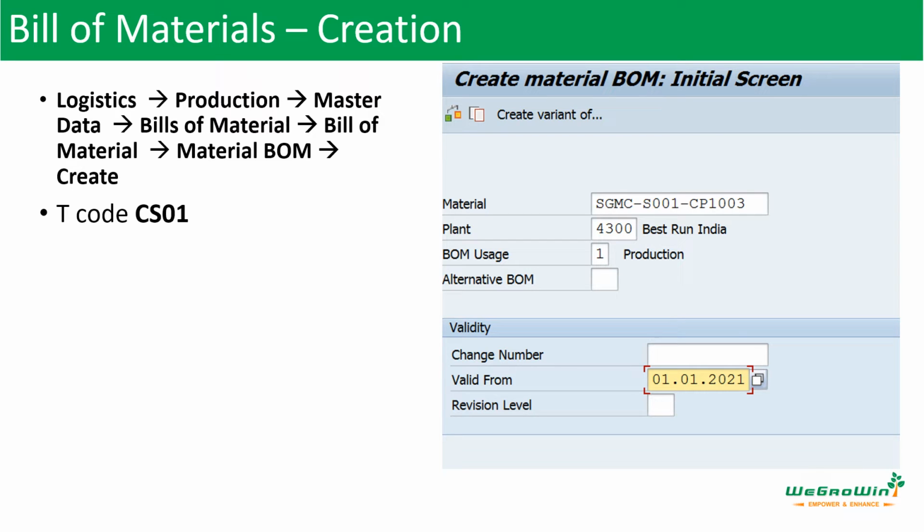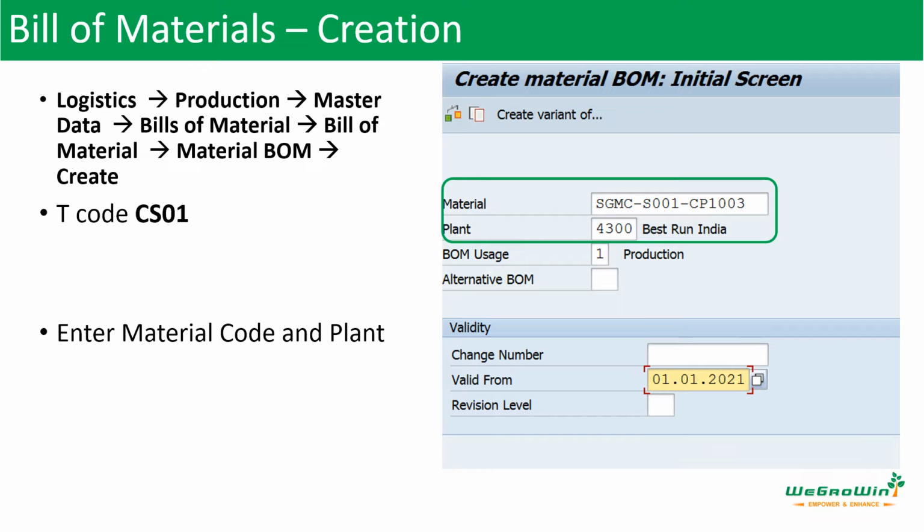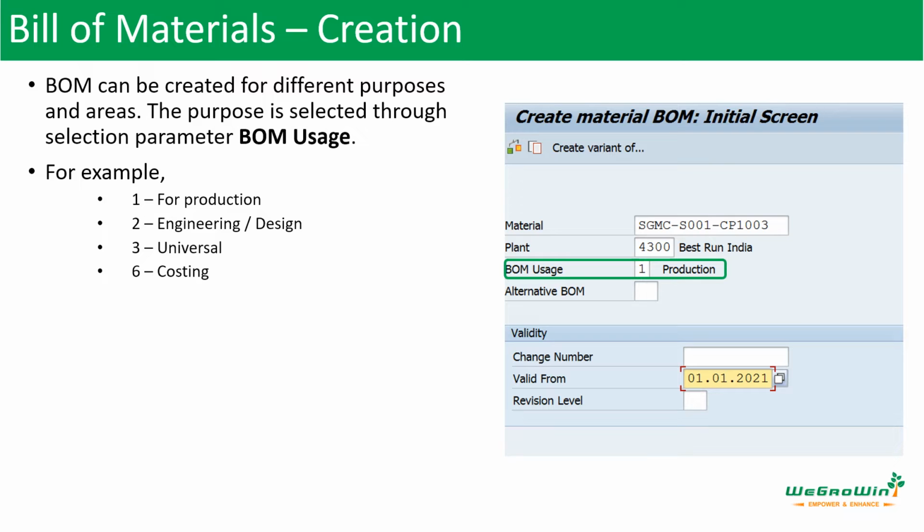To create a bill of material, we can use the menu path shown here, or simply use the transaction code CS01. Once we go into this page, enter the material code and the plant. Once we enter these things, then we can go into the next page of the system.